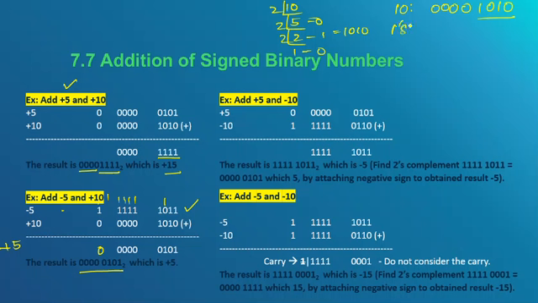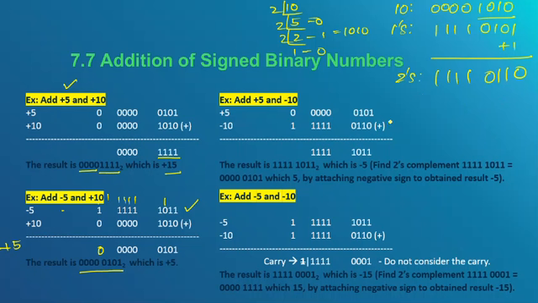Now what is the 1's complement for this? It will be 1 1 1 1 0 1 0 1. What will be the 2's complement? You just add plus 1 to this, so you will have 1 1 1 1 0 1 1 0. Okay, so this is the 2's complement of 10.